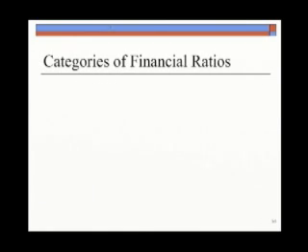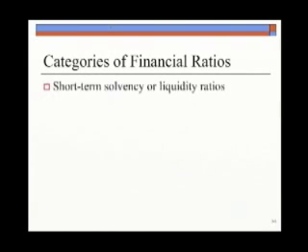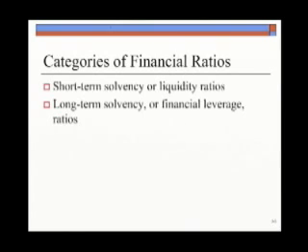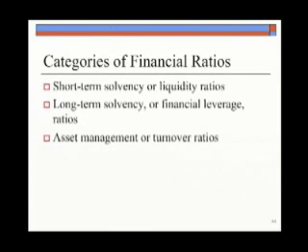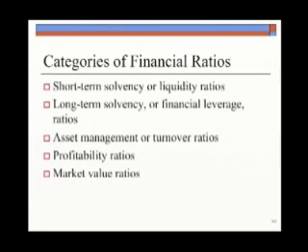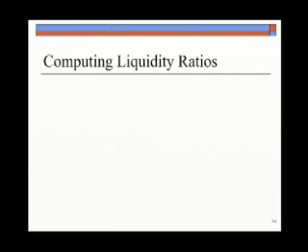Categories of financial ratios. We're going to discuss 5 different categories. The first is short-term solvency or liquidity. Basically a measure of how much risk the firm poses of default in the short term. Long-term solvency or financial leverage has to do with how much risk the firm poses in the long term because of debt. How well are we managing our assets? How efficiently are we operating? That's our profitability ratios. And finally, the valuation, which is our market value ratios. Price to earnings, price to book. So let's talk about each of these, starting with liquidity ratios.